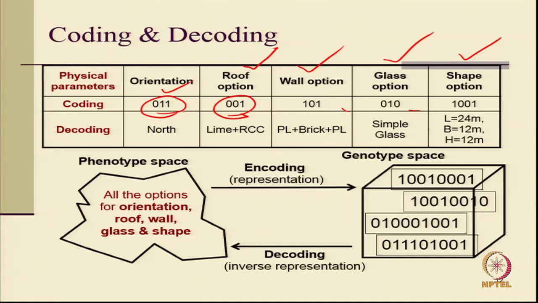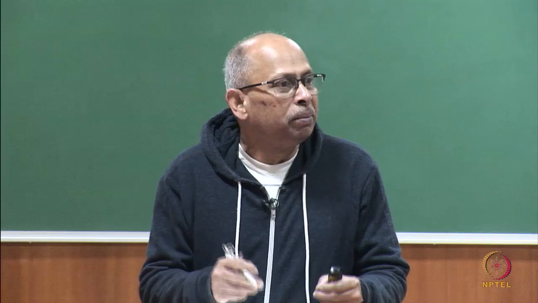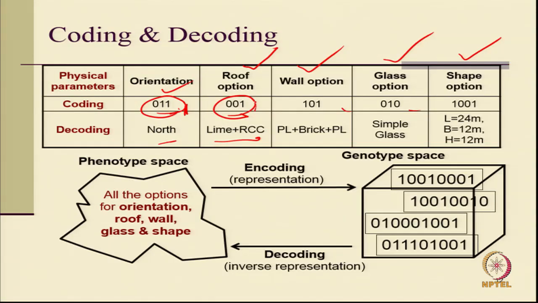So let us say this is my north, which corresponds to 0 1 1; it is coded as 0 1 1. So each orientation is coded as a binary number, a 3-digit binary number, right. Lime plus RCC is coded as 0 0 1. So each wall, roof option is coded in this manner.